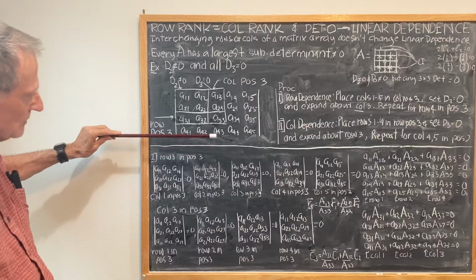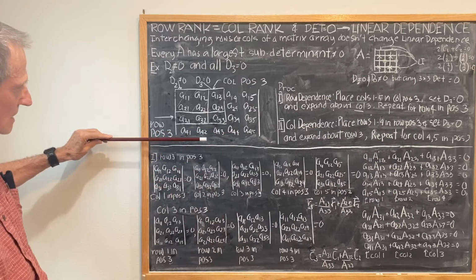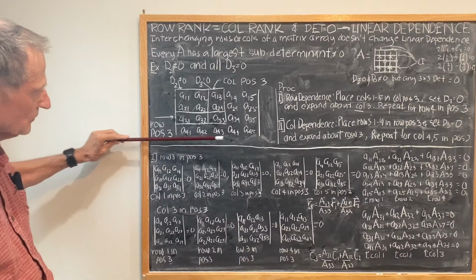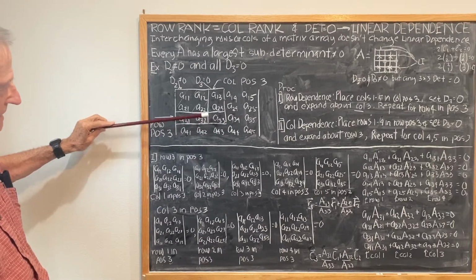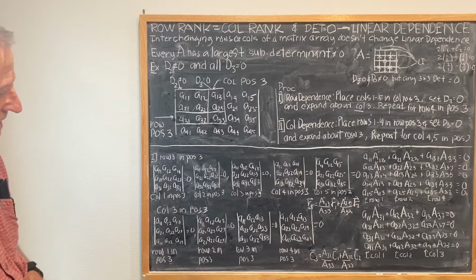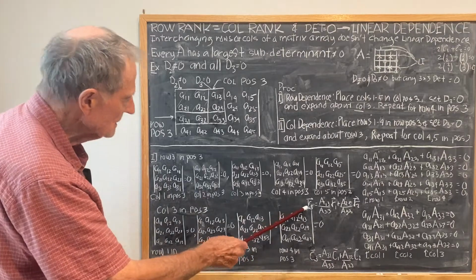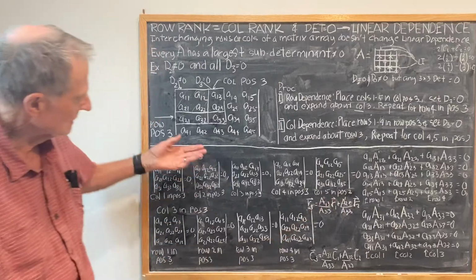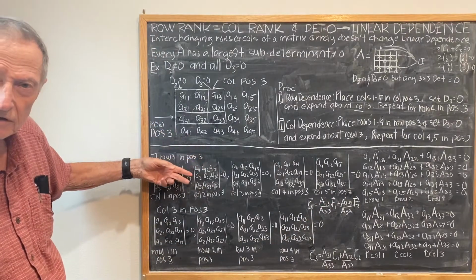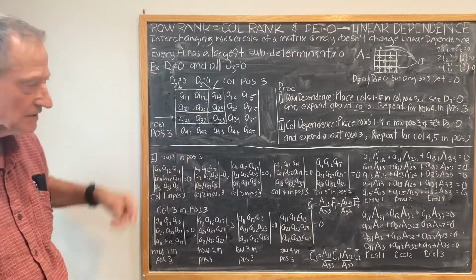And I can repeat that whole procedure with the fourth row in the third row position to get that R4 is a linear combination of R1 and R2. And I can repeat that for any number of rows that I would happen to have here.